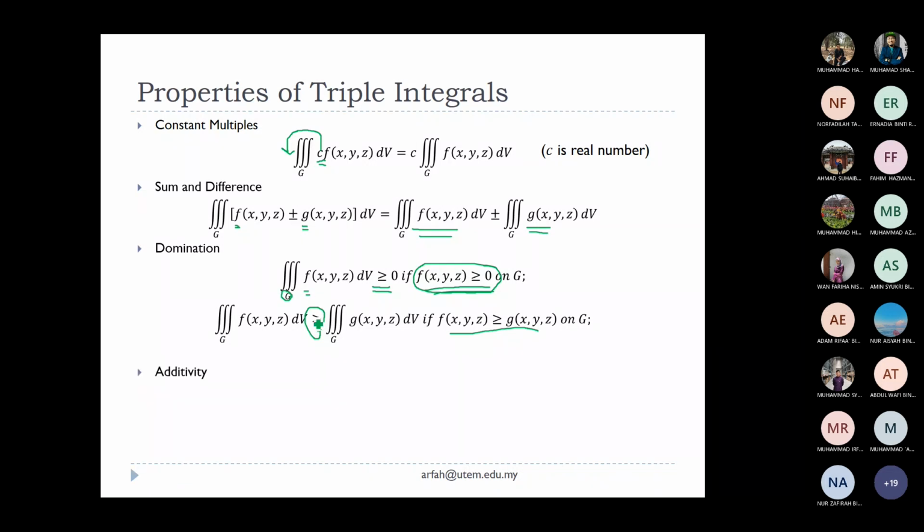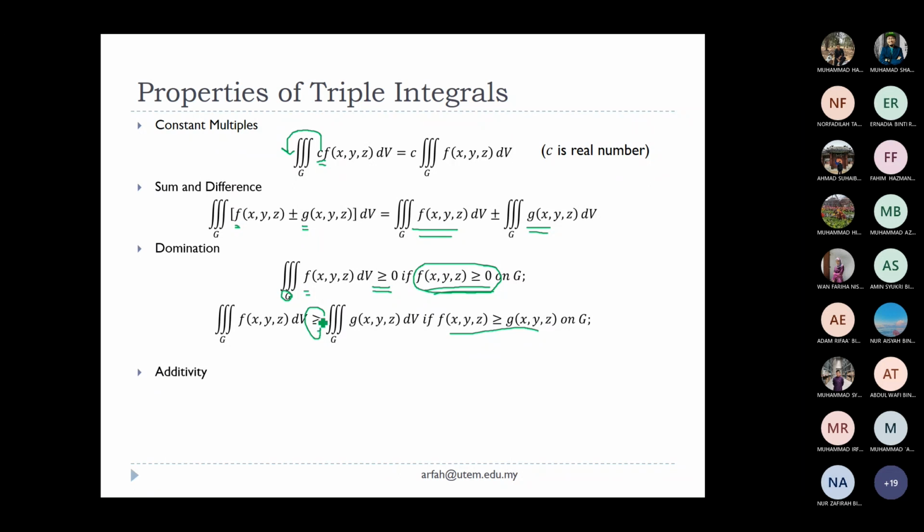Okay. So itu adalah domination rule. The next one kita ada additivity rule. Hasil tambah. Okay. Rule of hasil tambah.